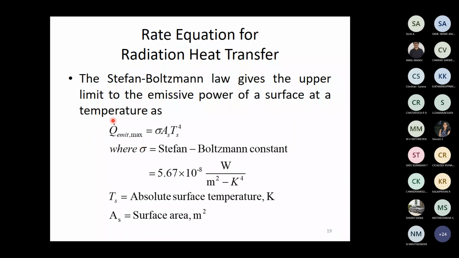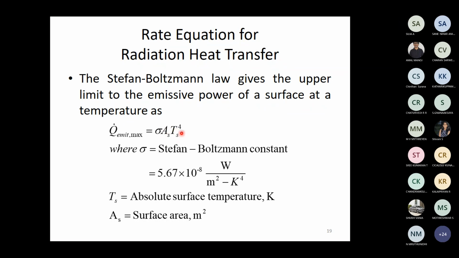Now, this is the rate of emitted radiation, and the maximum value. So this is the maximum value for a surface. It cannot exceed this value. So what is that maximum value? It is given as sigma multiplied by As multiplied by Ts power 4. Sigma is what is called the Stefan-Boltzmann constant. As is the area of the surface available for heat transfer, and Ts is the temperature of the surface.